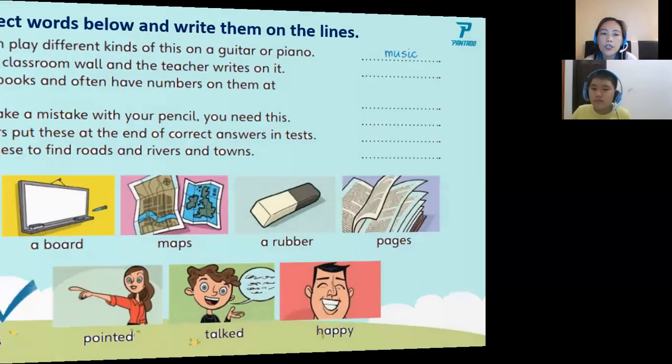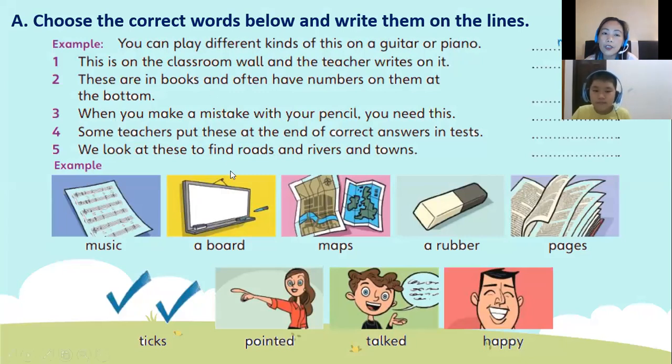Okay, so baby, you're going to choose the correct words below and write them on the lines. You can play different kinds of these on a guitar or piano. What is it? Music. Now, 1 to 5, you're going to write the answer, and you can find the answer in the box, okay? Write it, baby.